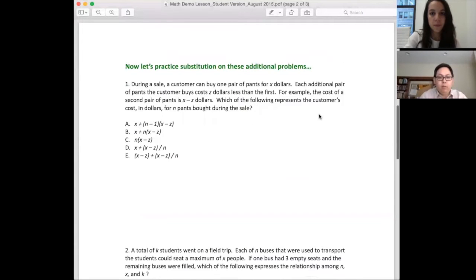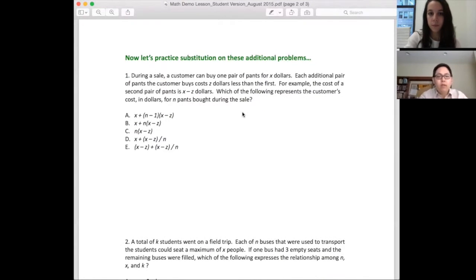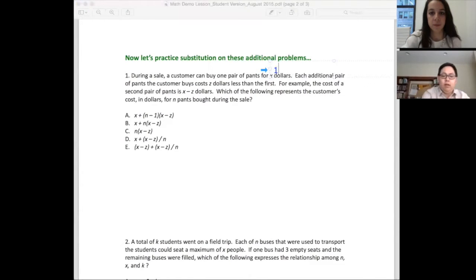Here's a problem that's a little bit more complicated. So again, we have two variables, right? We have x and z, and the answer choices they're giving us are kind of just equations, right? So let's make things more concrete. Why don't we make x a real number? Well, let's say 10.